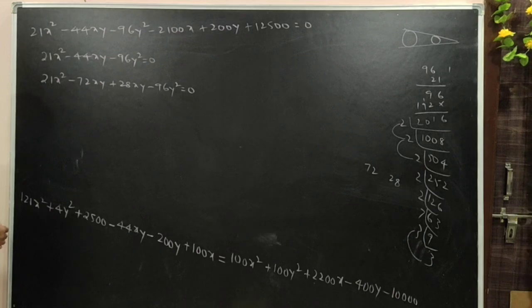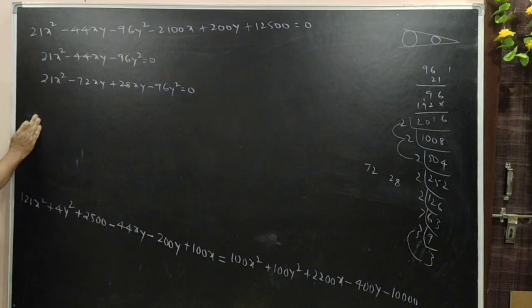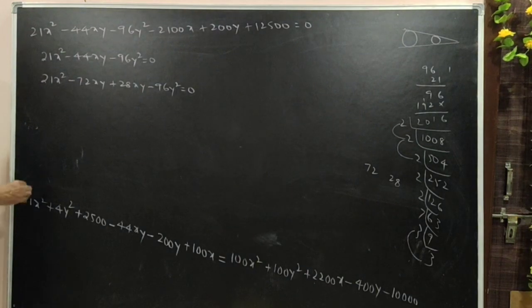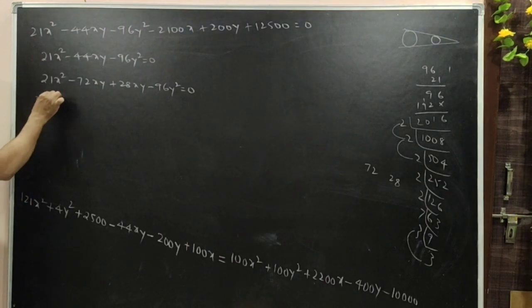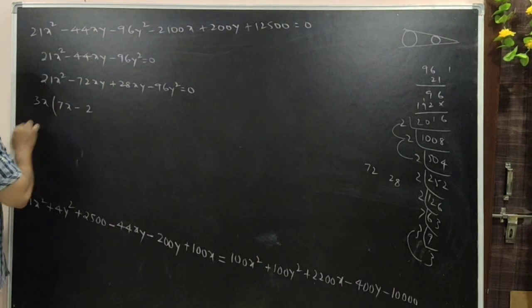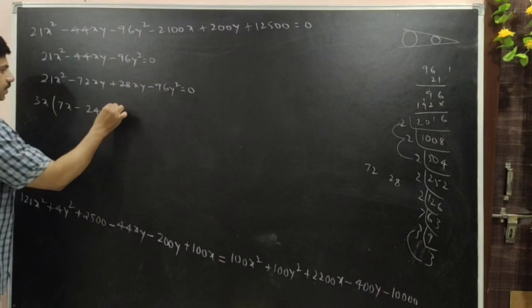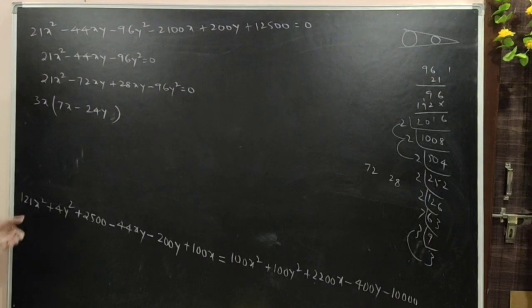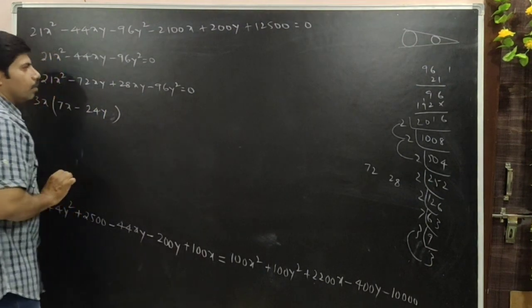7 3s are 21, so we have to take common from the first two terms. We take 3x common: 3 7s are 21, so 7x, and 3 8s are 24, I'm getting 7x minus 24y. Then after that, from the next two terms, I have to take common.